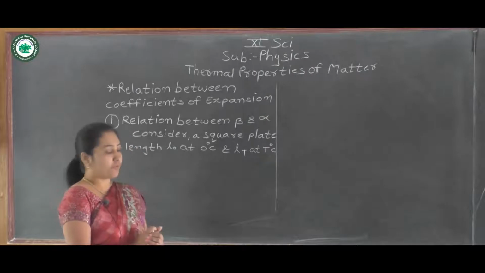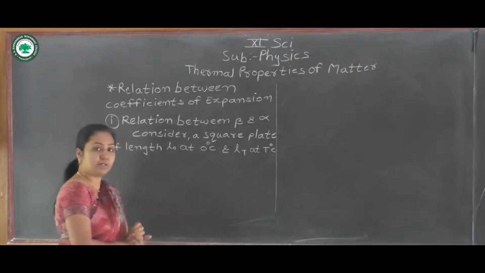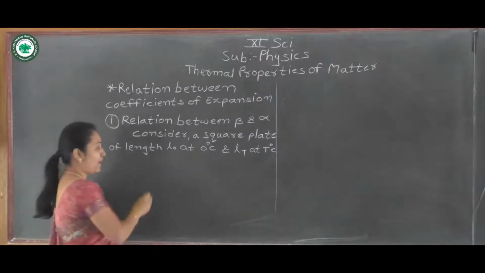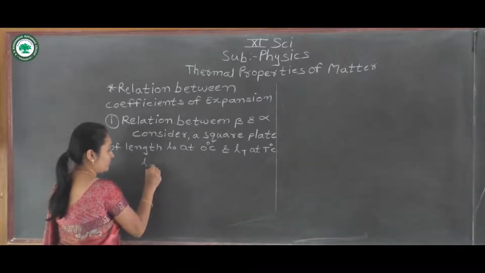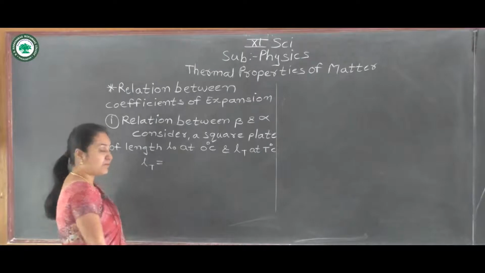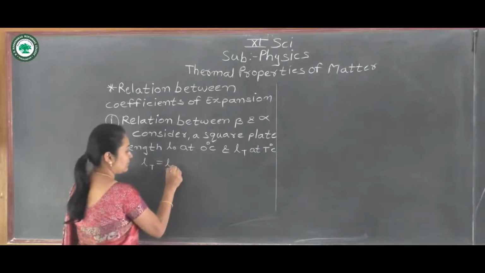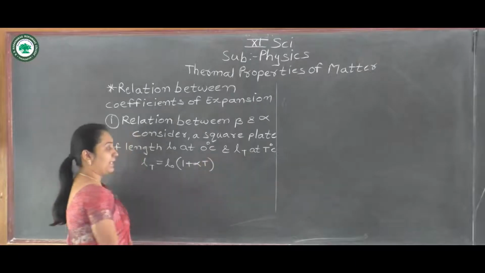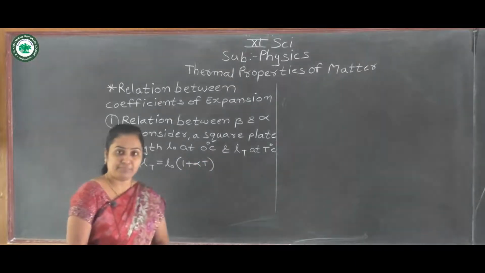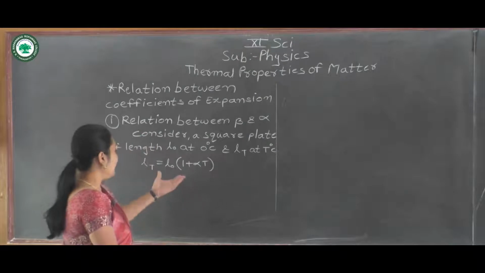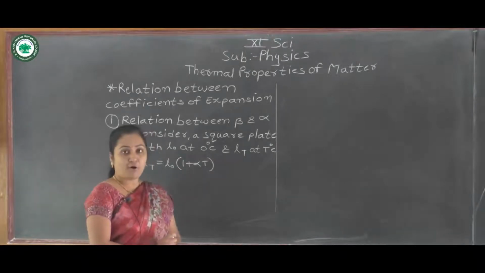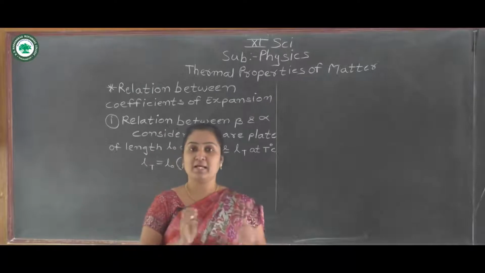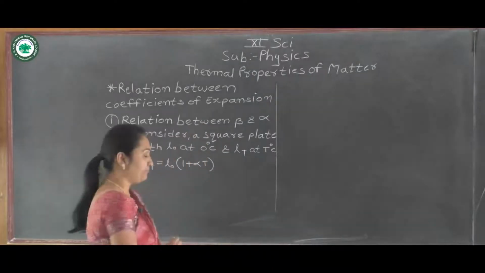First, we know that from the linear expansion, we can write this formula as LT is equal to L0 in bracket 1 plus alpha t. So we are writing this formula from the formula of the coefficient of linear expansion, that is alpha.